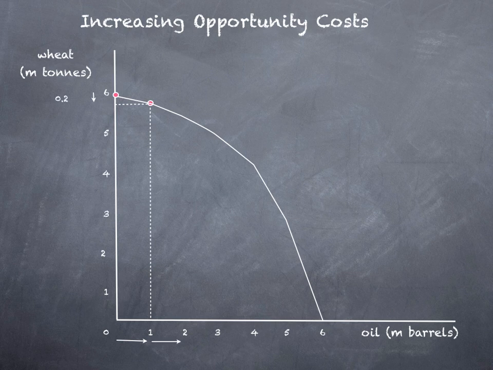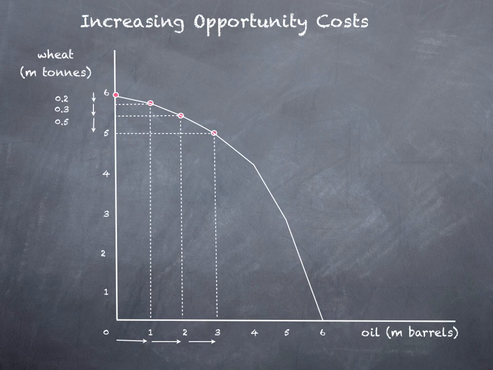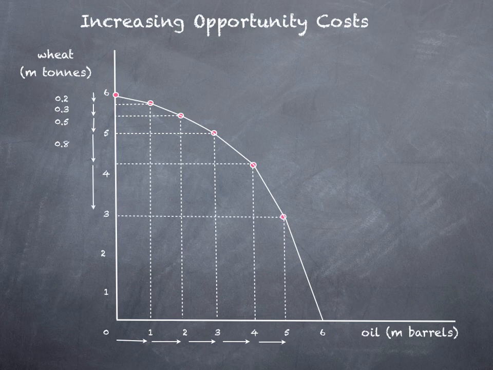Now, what if we want another 1 million barrels of oil? Again, reading off the PPF, we see this involves an opportunity cost of 0.3 million tonnes of wheat. The third 1 million barrels of oil costs 500,000 tonnes of wheat. The fourth, 0.8 million tonnes. The fifth, 1.2 million tonnes. And the sixth, a rather expensive 3 million tonnes.